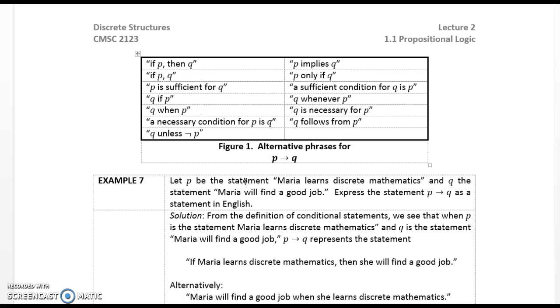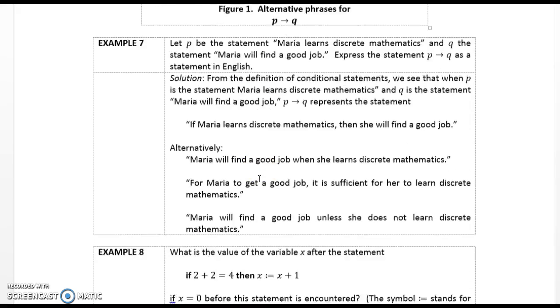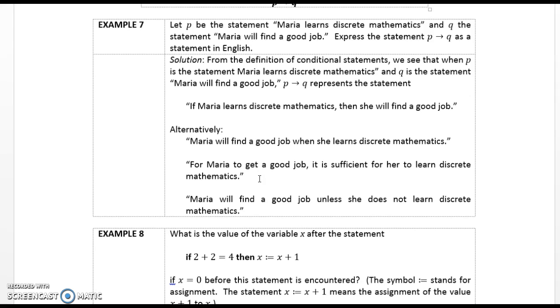We will need these phrases in our exercises later, and we have to note very carefully where the Q is and where the P is to be able to find out P implies Q. Example 7. Let P be the statement Maria learns discrete mathematics, and Q the statement Maria will find a good job. Express the statement P implies Q as a statement in English.